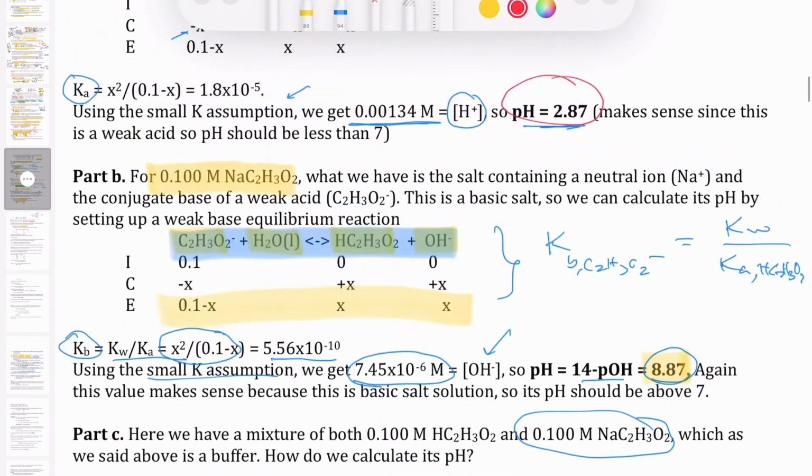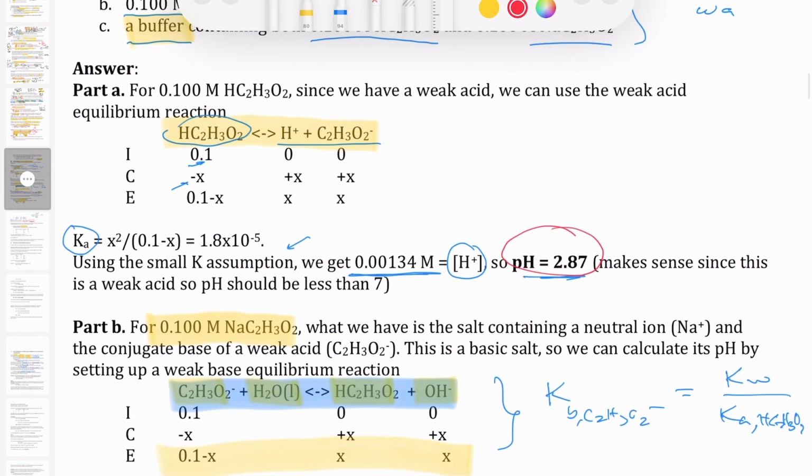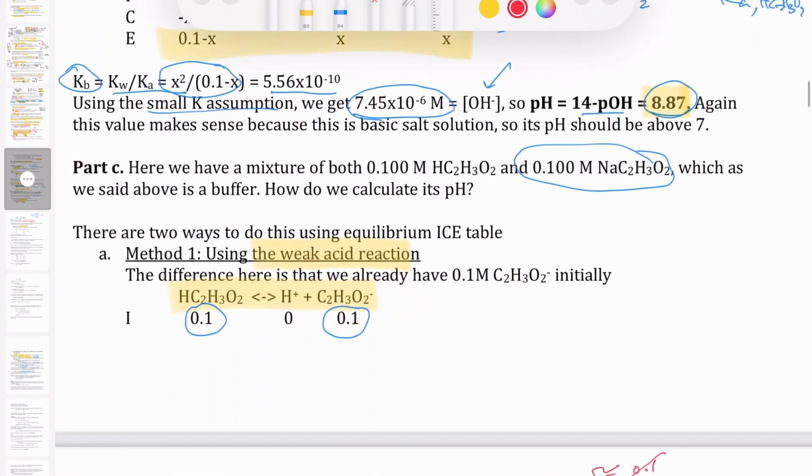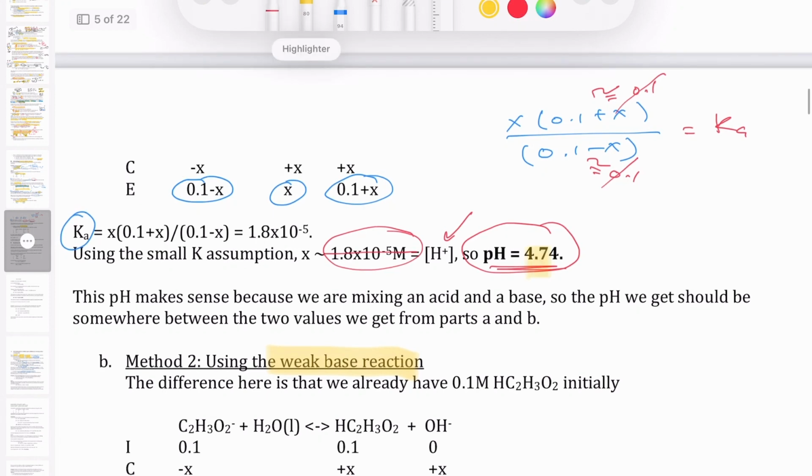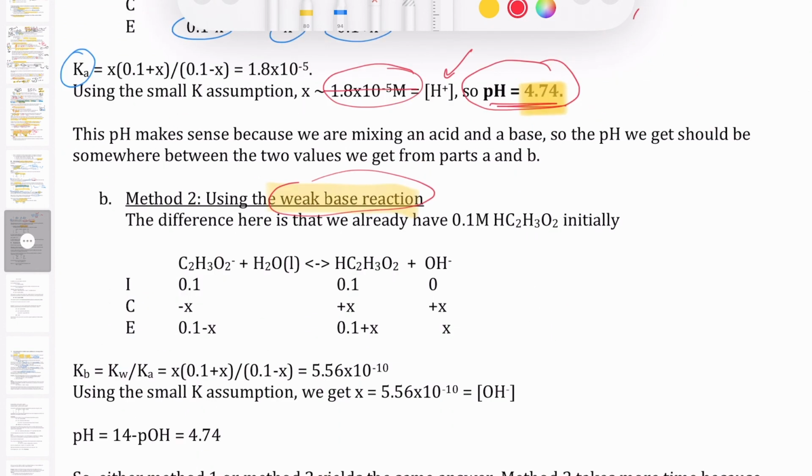Why? Because in the buffer, we have the weak acid and its conjugate base. So we're adding some base to the original acid. So if the pH of the weak acid is 2.87, the pH of the buffer should be higher than 2.87 because we've added some conjugate base to that solution. So in fact, having 4.74 as our pH makes sense.